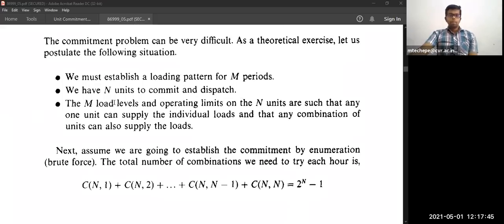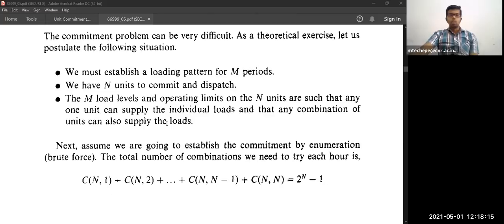The M load levels and the operating limits on the N units are such that any one unit can supply the individual loads, and that any combination of units can also supply the loads.